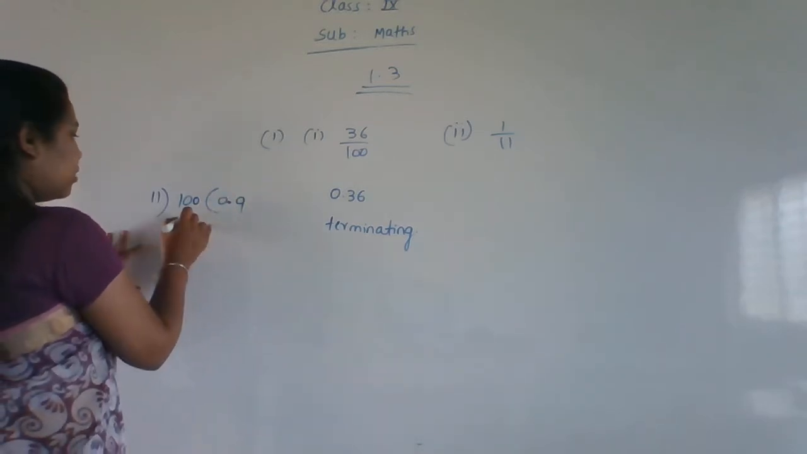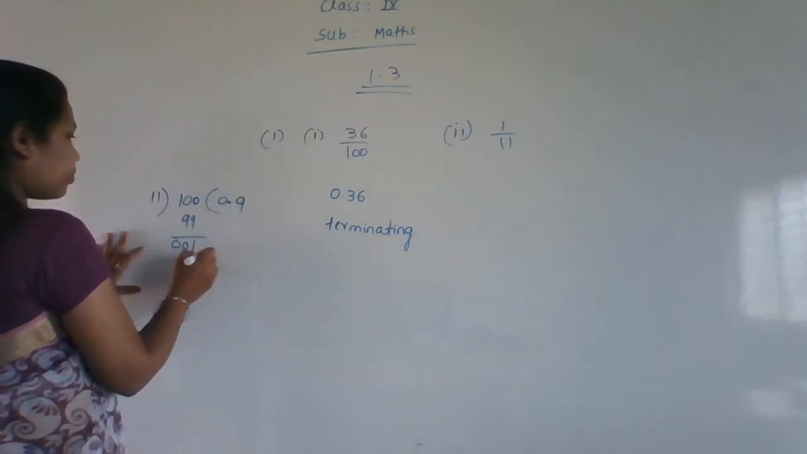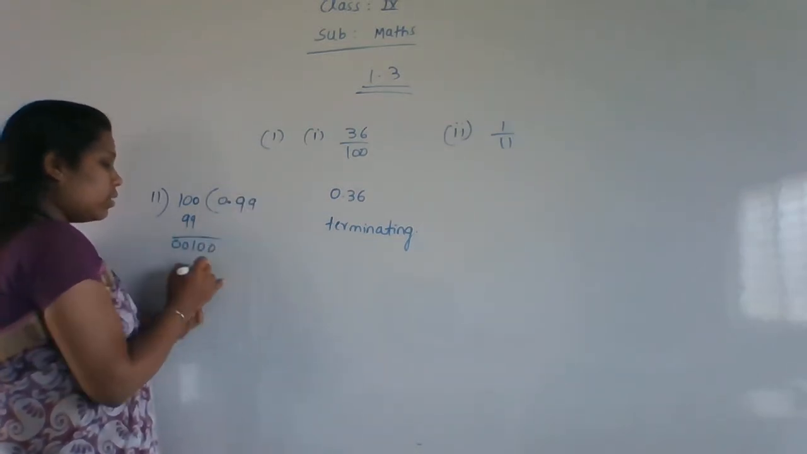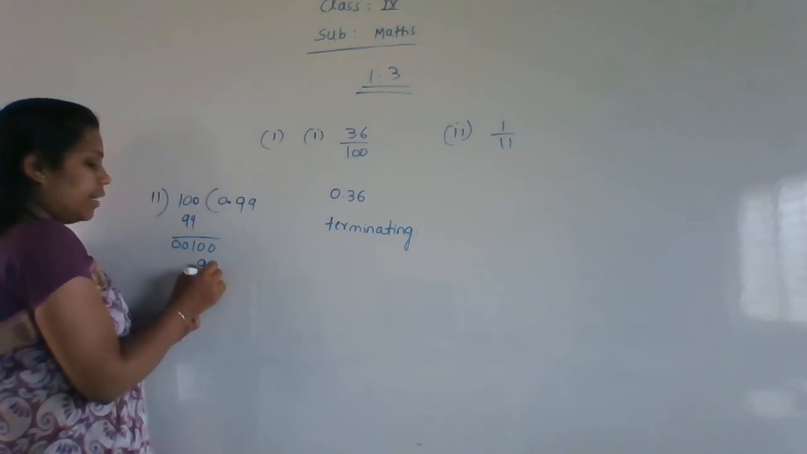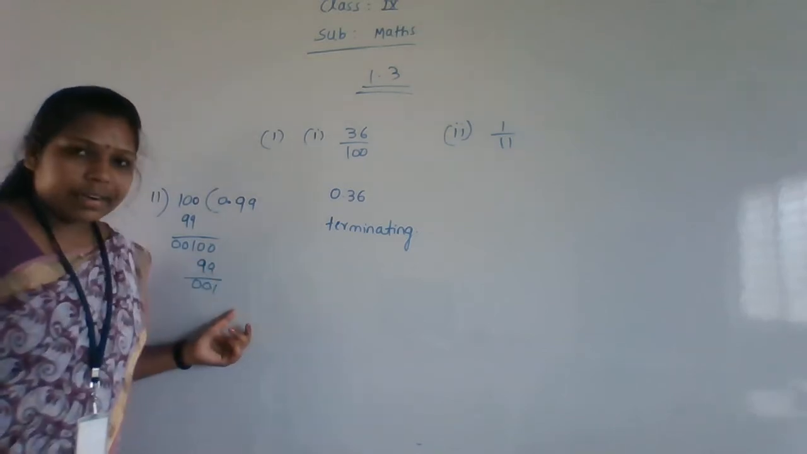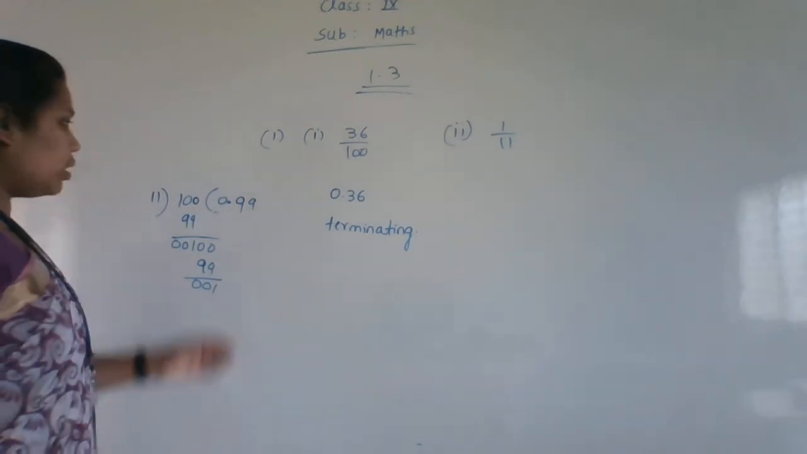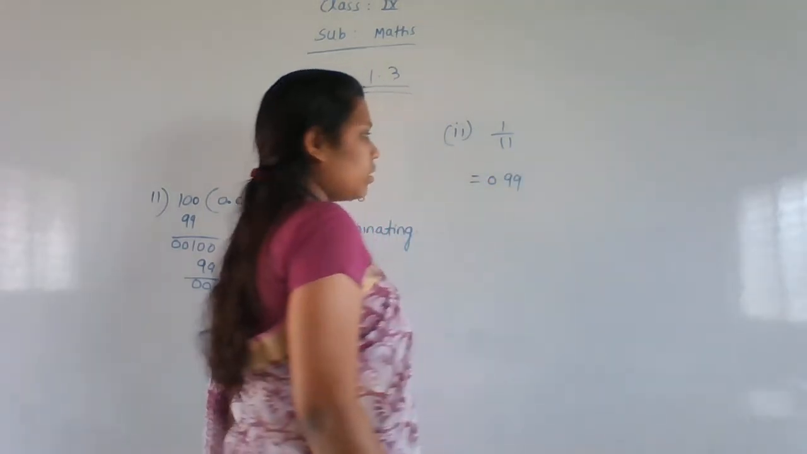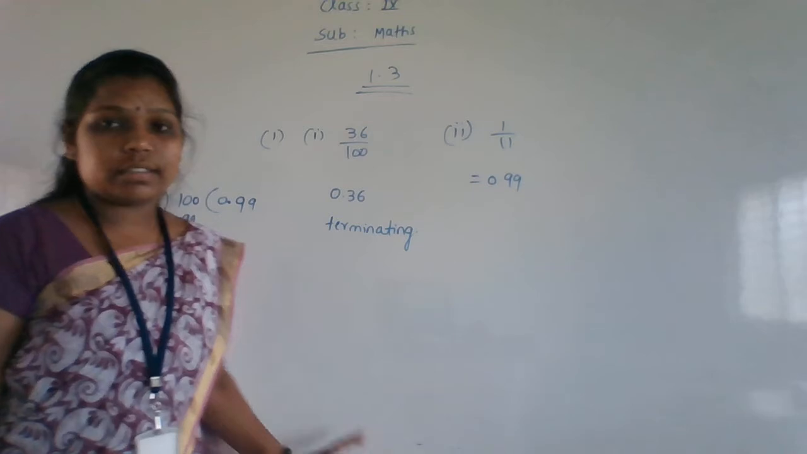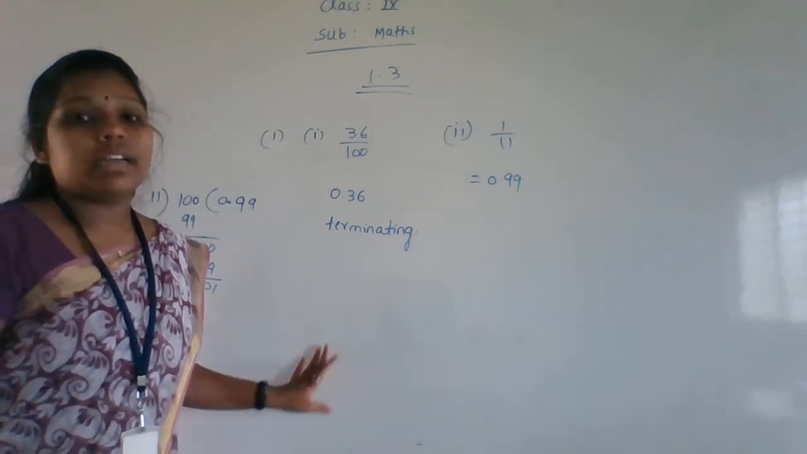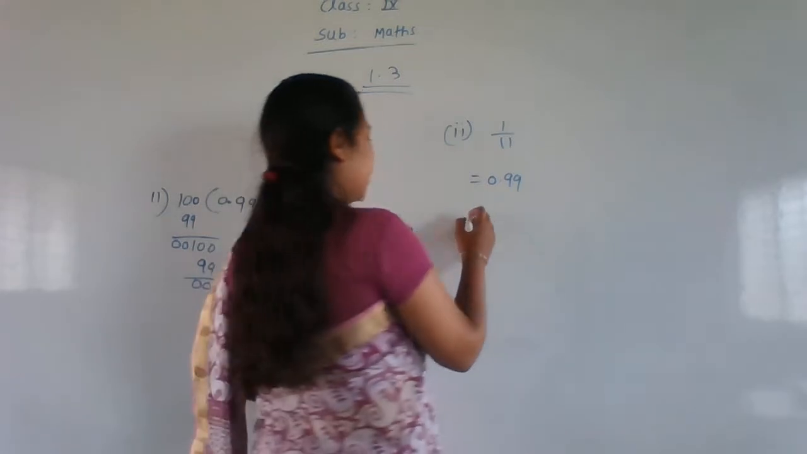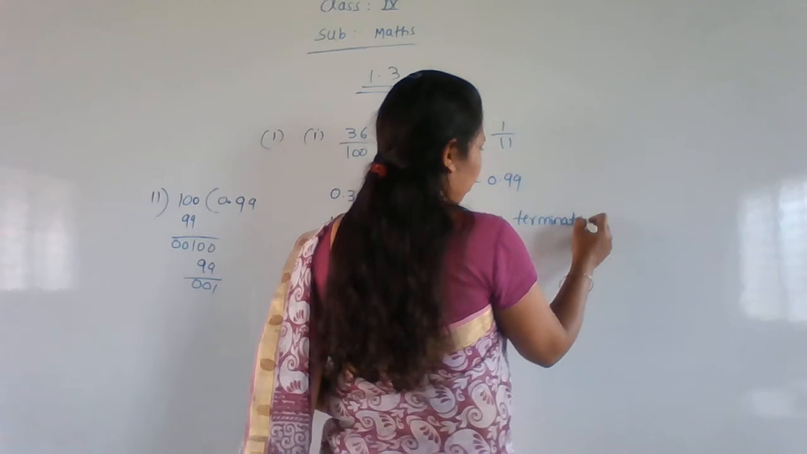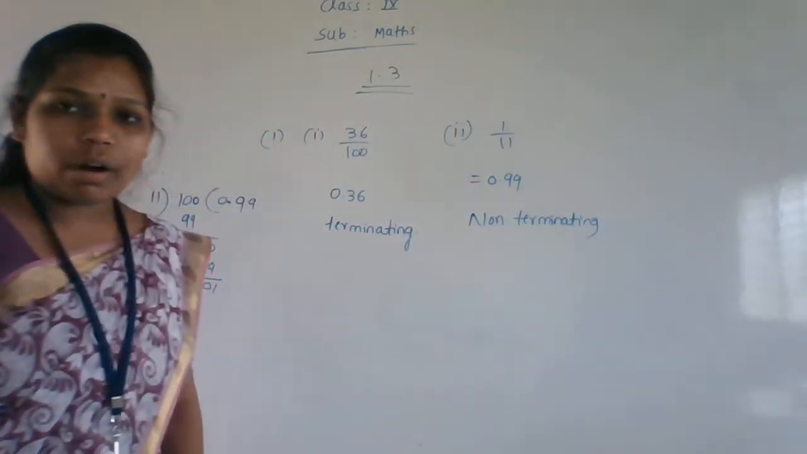So 11 nines are 99, and the remainder is 1. Next, for this again I take two zeros: 11 nines are 99, and 1 will be the remainder. The remainder 1 goes on like this only. So the decimal expansion is 0.99 and so on. Is it terminating or non-terminating? It is a non-terminating value.